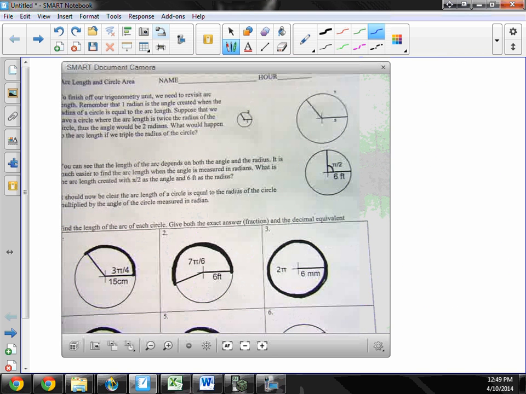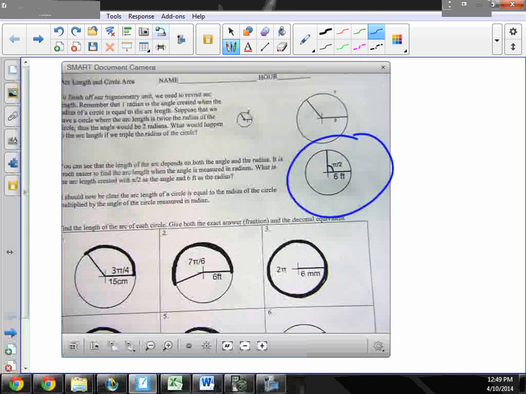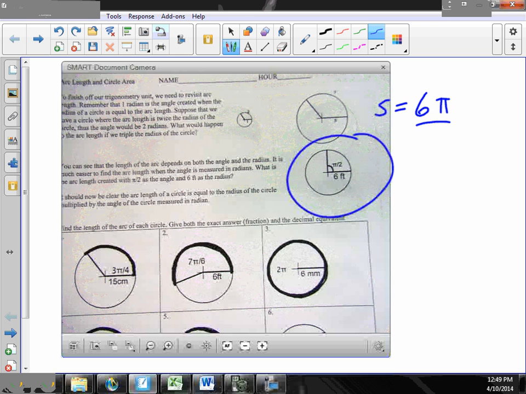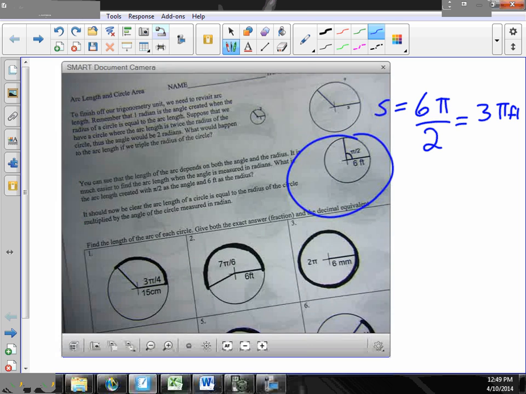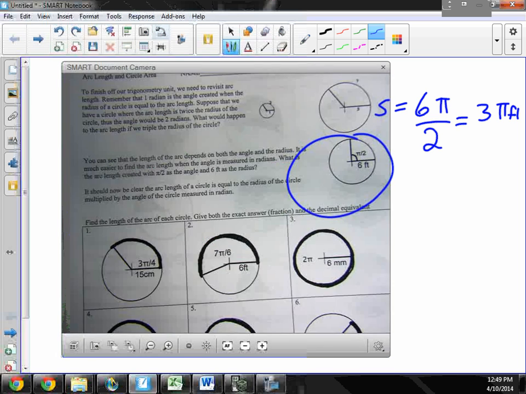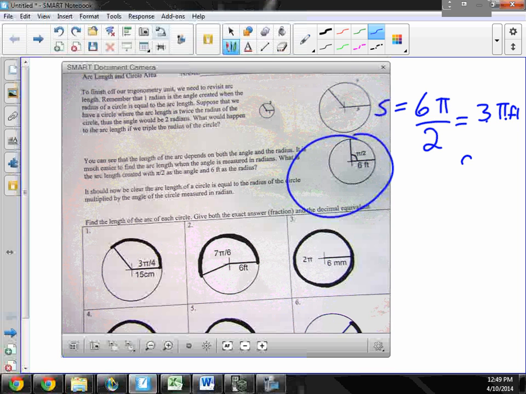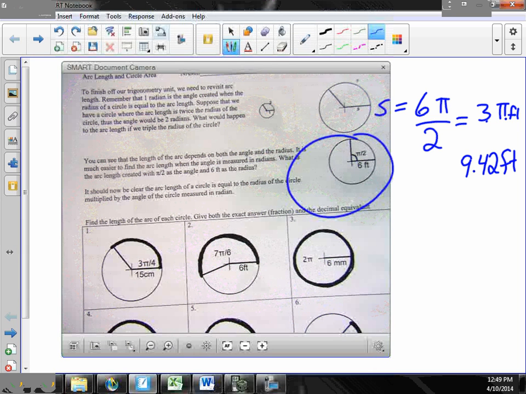So on your paper right here, we have a 90-degree angle and a 6-foot radius. Well, we don't want to use 90 degrees. We want to use the radians. So S equals 6 pi over 2, which simplifies to be 3 pi feet. Okay, that's the exact answer. You also need to give the decimal answer. 3 times pi is 9.42 feet. So arc length is incredibly easy if you have radians. In degrees, arc length is kind of a mess.